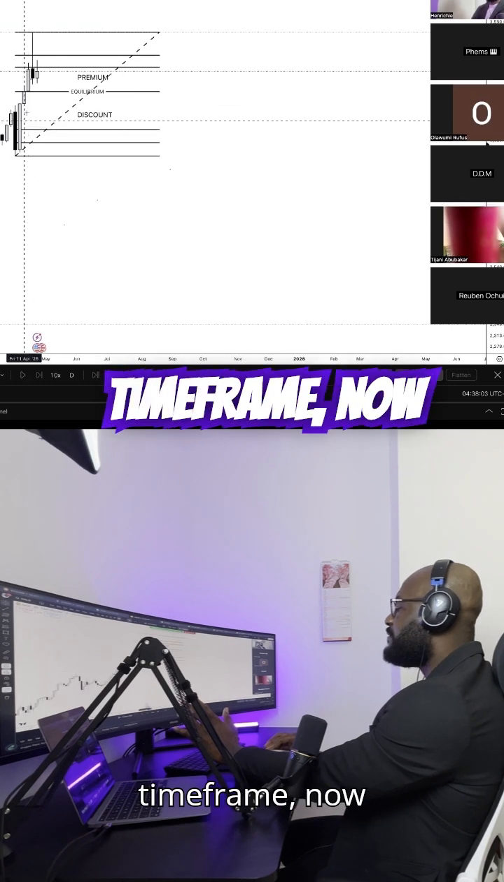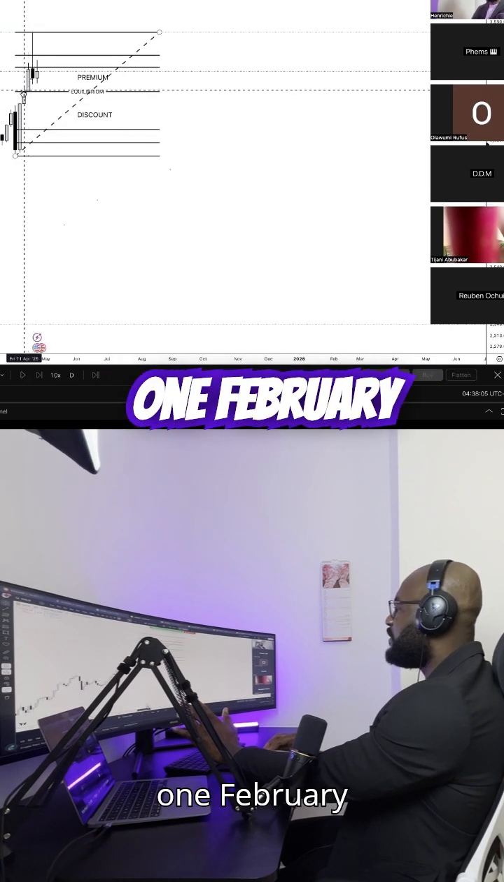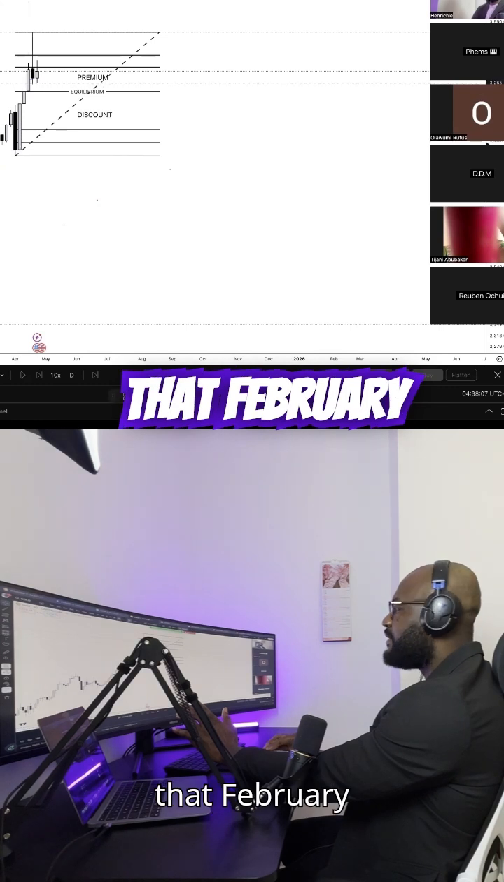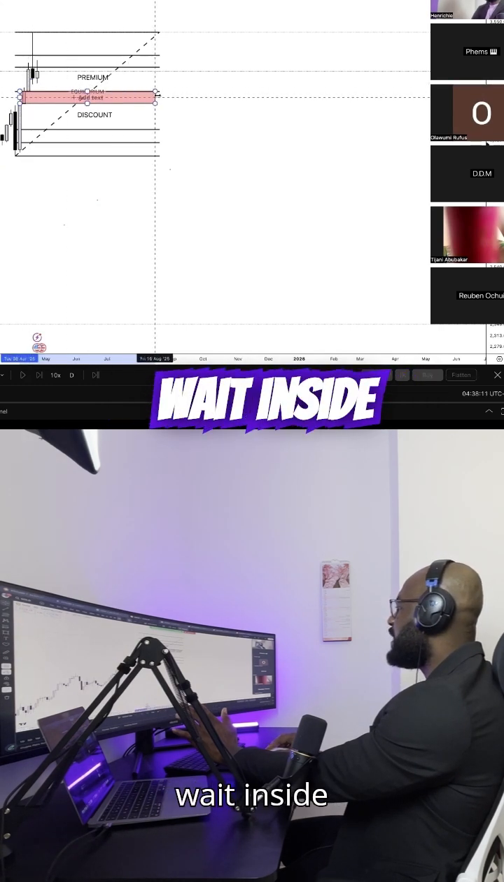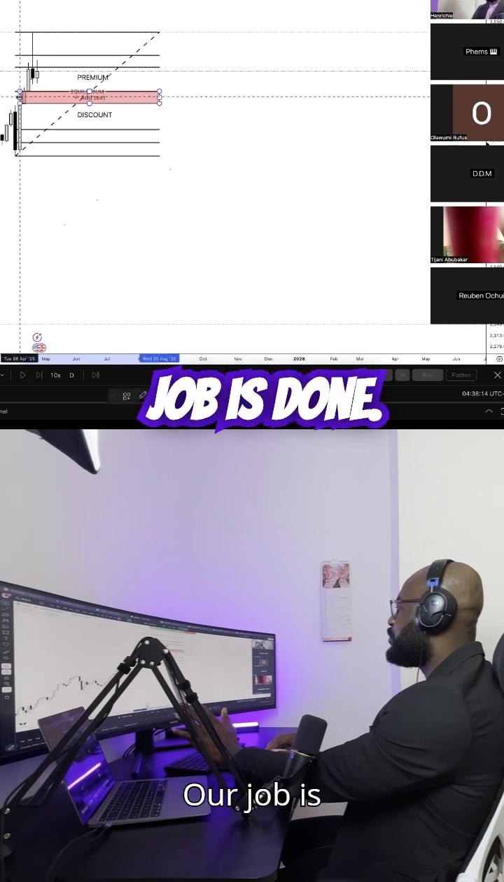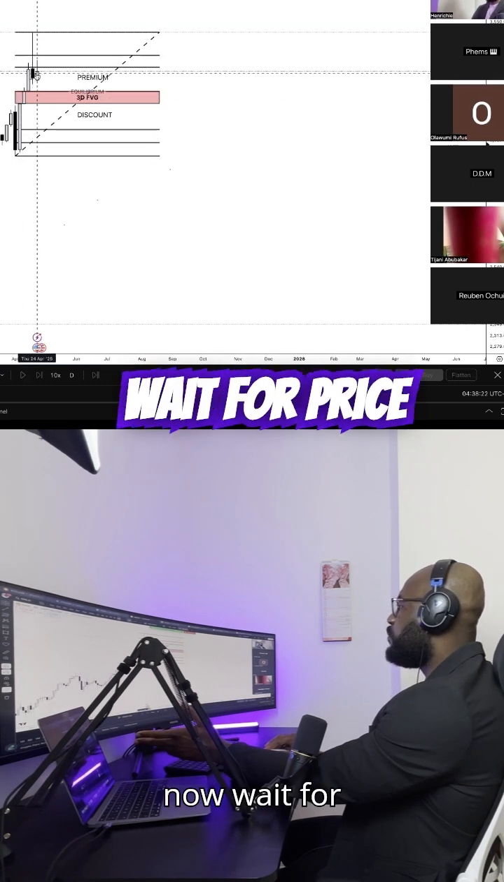And on the 3-day time frame, now we have just 1 fair value gap to work with. And we can just mark that fair value gap. It's just 1 fair value gap. Mark that fair value gap, and then we wait inside there to see what will happen. Our job is done. Analysis done. We now wait for price to come in there.